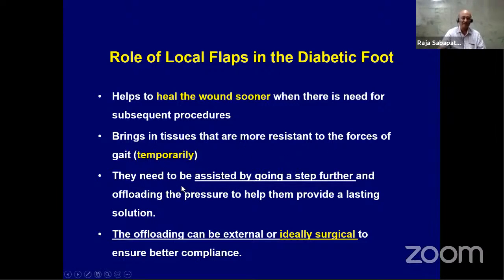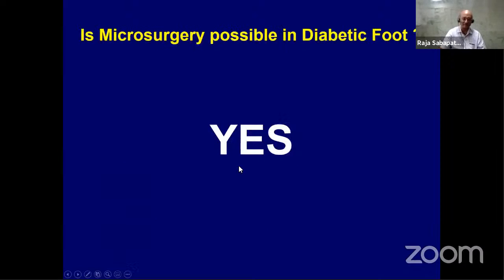So it brings in more tissue that is more resistant to infection. That's simple. And they need to be assisted by going a step further and offloading the pressure to help provide a lasting solution. The offloading can be external. You can put some devices to do that, but ideally surgical, to ensure better compliance in our people. So the next question: what is the latest in plastic surgery? Where are a lot of the latest advances?